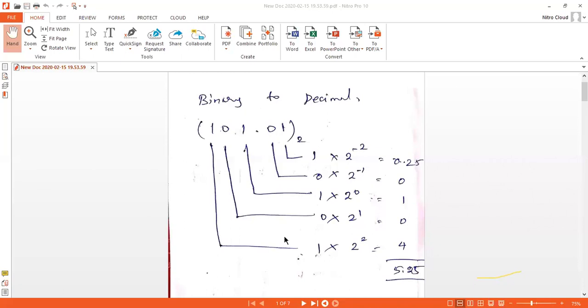Okay, is my screen visible? I'm showing a handwritten PDF. Yes, sir.